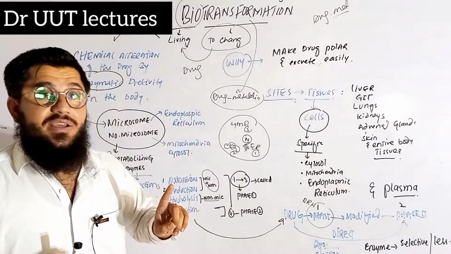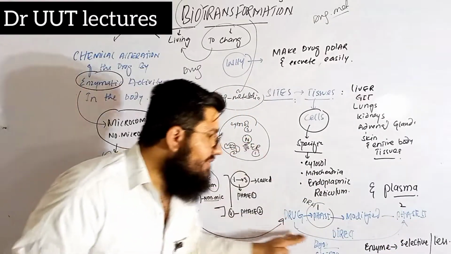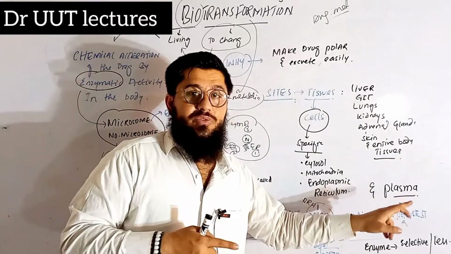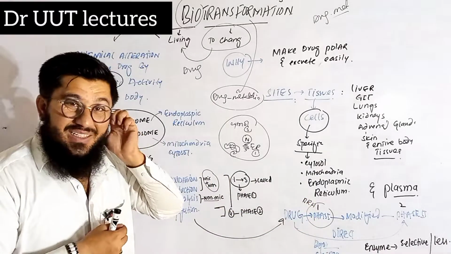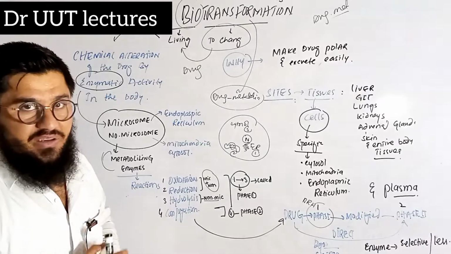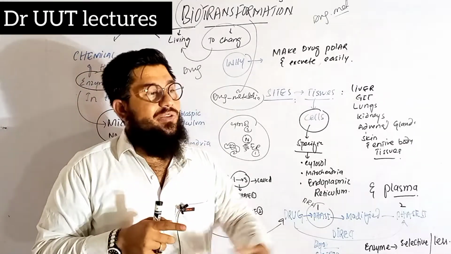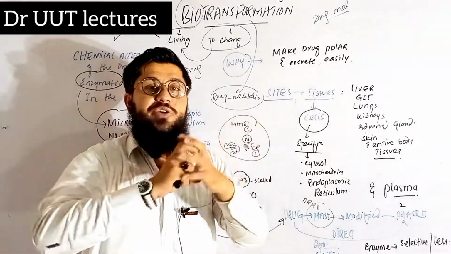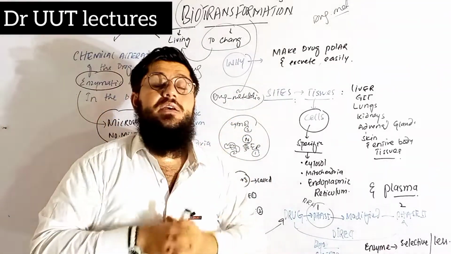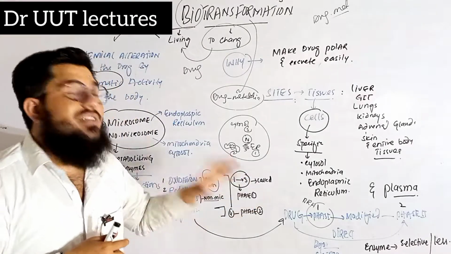And there are certain drugs that actually skip phase 1 and move directly to phase 2. Now what is the reason behind this? Very simple. Phase 1 enzymes, microsomal and non-microsomal, are very specific. They can only interact with a specific substrate. Enzyme, substrate: a specific enzyme is here, and a specific substrate can interact. Means they are kind of selective.